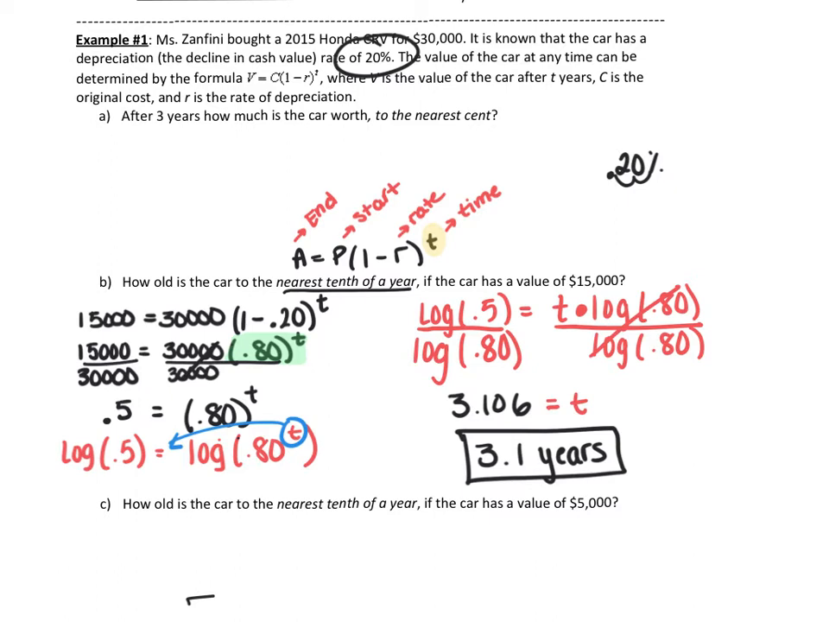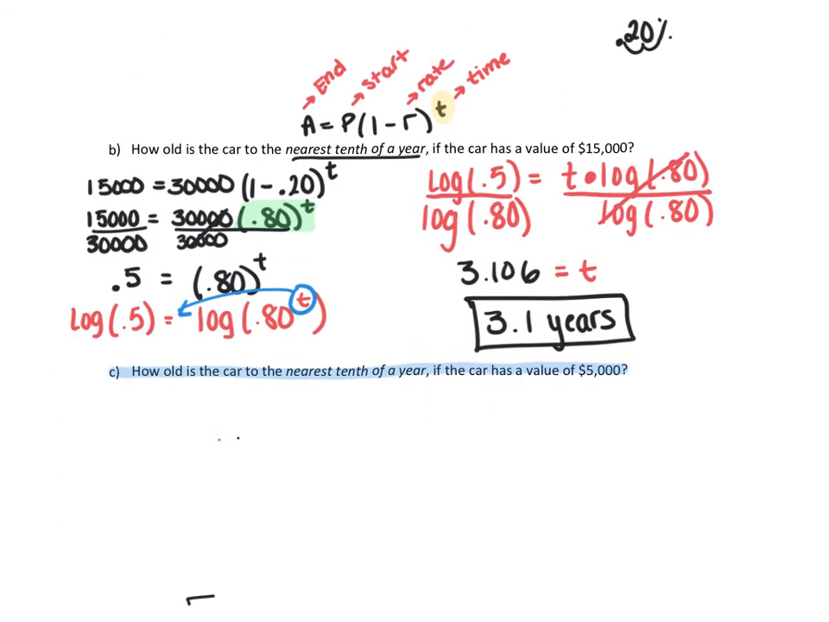Okay. So what I'd actually like you guys to do right now is model the same steps that we did before, and I'd like you to try part C. I want you to find out how old the car is to the nearest tenth of a year if the car will be worth $5,000. Okay, so same concept as we did in part B. So I want you to follow along by plugging all the values in and solving for t. So isolating the base, drop it like a tot, and then divide.